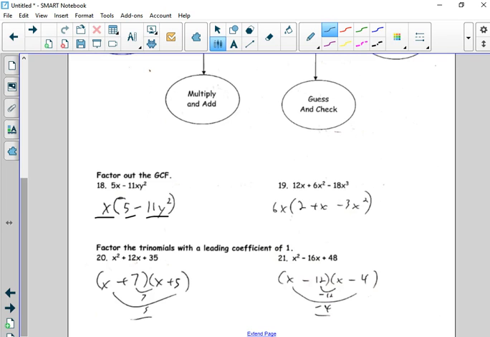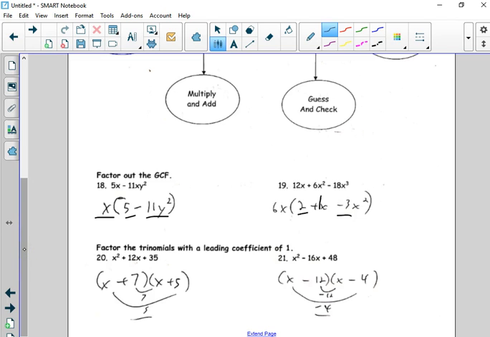On 19, all I can take out of the numbers is 6 and 1x. Only 1x. So when I divide 12 by 6, I get 2, and the x's cancel. 6 divided by 6 is 1. You don't have to put the 1. And one of the x's cancel, leaving x. Negative 18 divided by 6 is negative 3. One of the x's cancel, leaving you x squared.